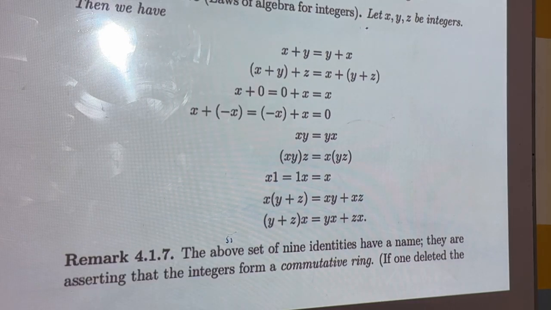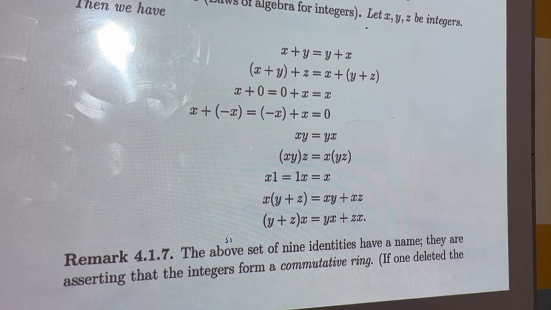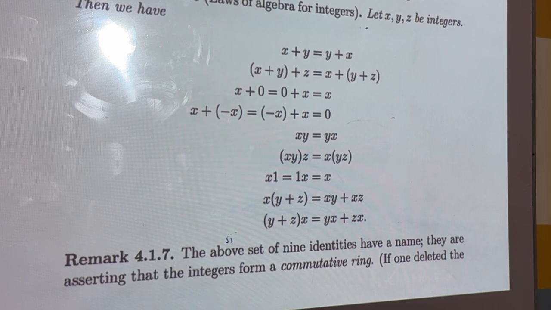The above set of 9 identities has a name. They are asserting that the integers form a commutative ring. In algebra, the commutative part comes from the fifth one, xy equals yx. In a product of two numbers, the order is redundant. That's why we say commutative ring. In algebra, commutative rings are a big research area. Some people say, what do you do? Oh, I am doing commutative rings.